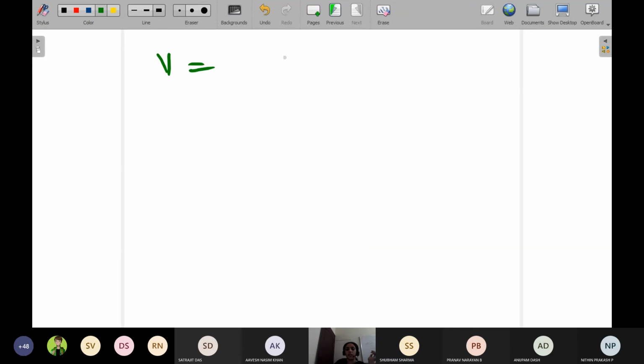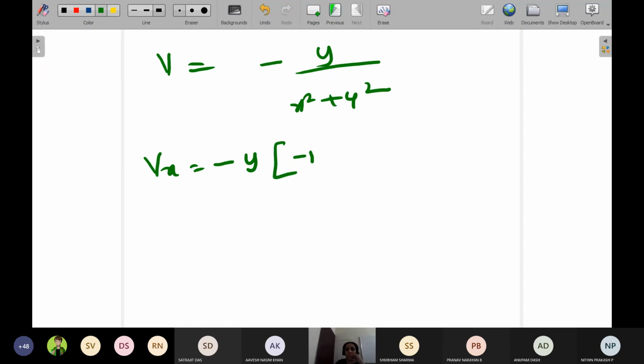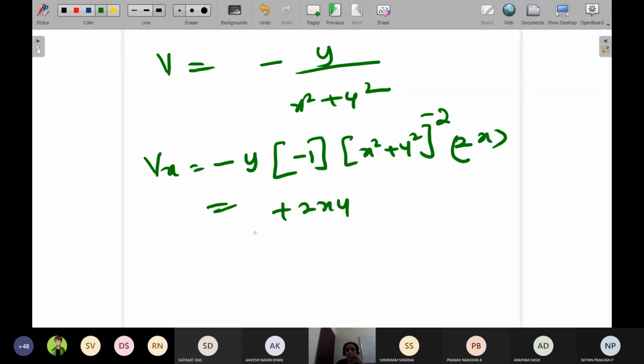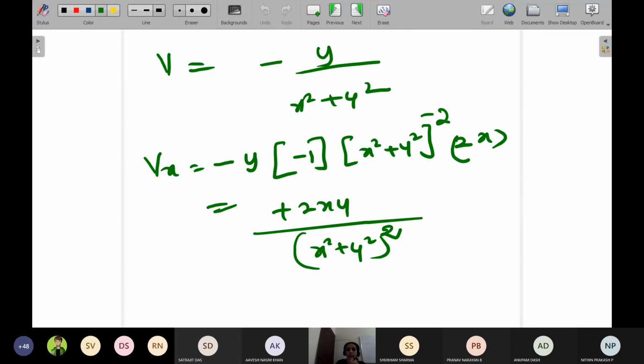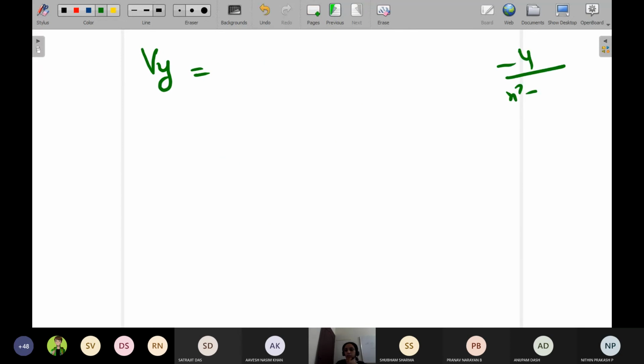Now this is over. Now we will find v. What is my v? v is minus y by x square plus y square. What is your vx? Again there is no numerator, you can retain the minus y. So when you take it to the numerator, you will get minus 1 (x square plus y square) whole power minus 2 into differentiation of this with respect to x, 2x. This will become plus 2xy divided by (x square plus y square) the whole square. You are getting it? Yes, ma'am. Then find vy. What will be your vy? vy is again minus y by x square plus y square.